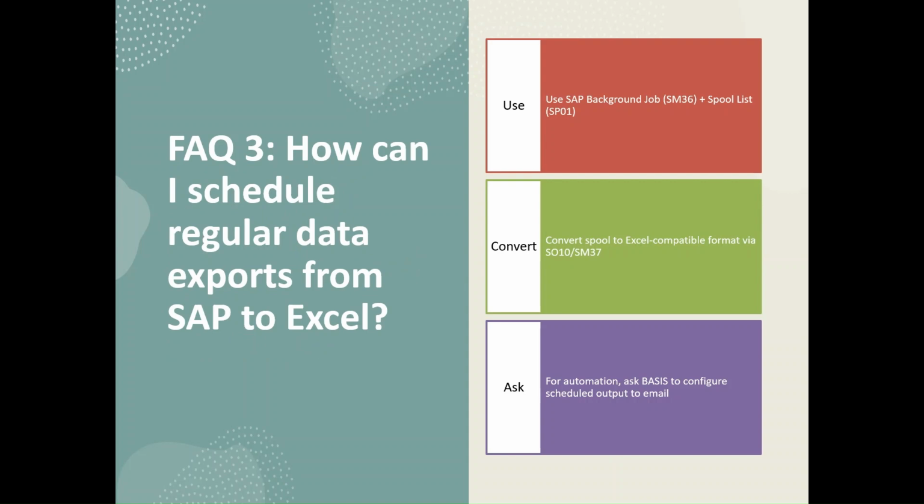Third is, how can I schedule regular data exports from SAP to Excel? There are three steps. Number one, use SAP background job SM36 plus spool list SP01. Then you have to convert spool to Excel-compatible format using SM37. Or you can also ask for automation using Basis to configure scheduled output to email. In this way you can send all these things via email, and you can make it scheduled data that can be exported from SAP to Excel.